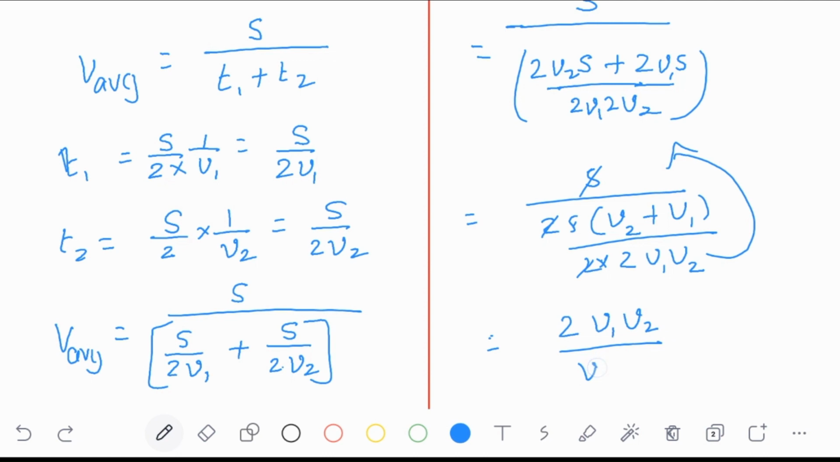The option is C. It is option C in our options. So option C is our right answer.